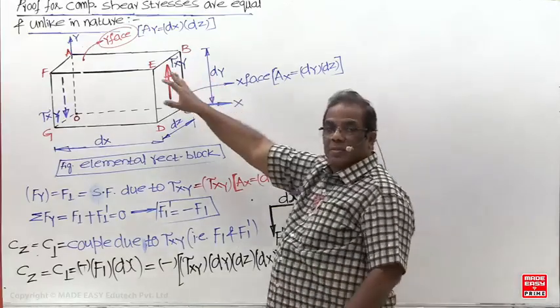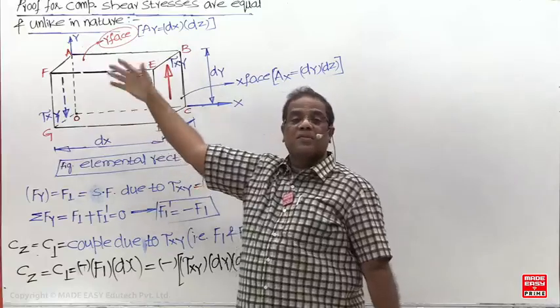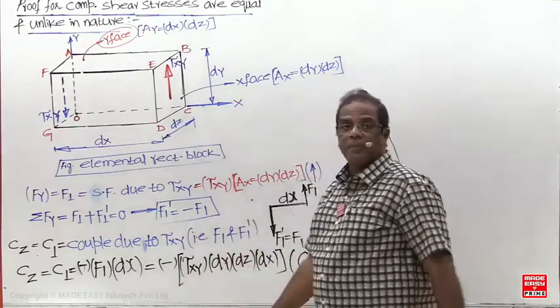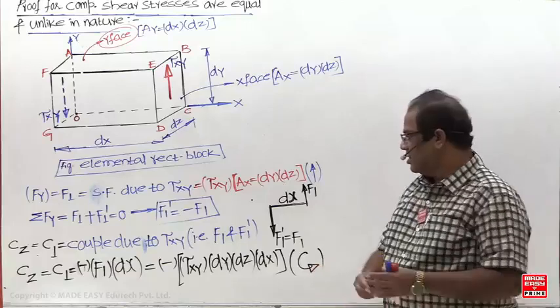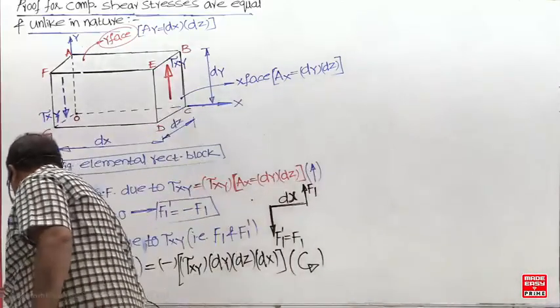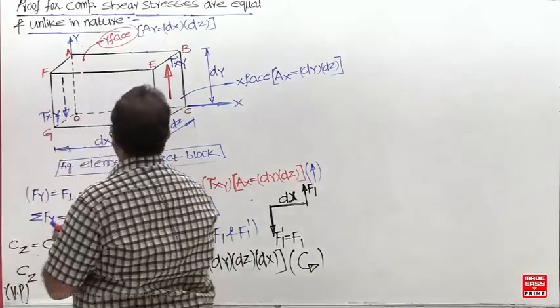Now, the sum of the horizontal force is 0, the sum of the vertical force is 0. But the sum of the couples is not 0. We have got only one couple. This couple is in which plane? Vertical plane. Perpendicular to which axis? Z axis.